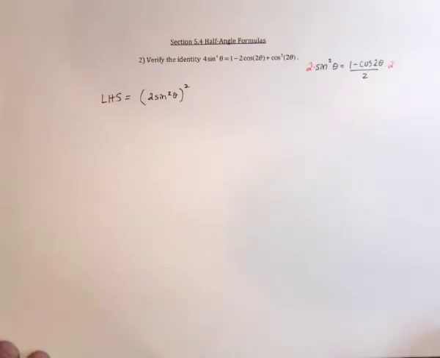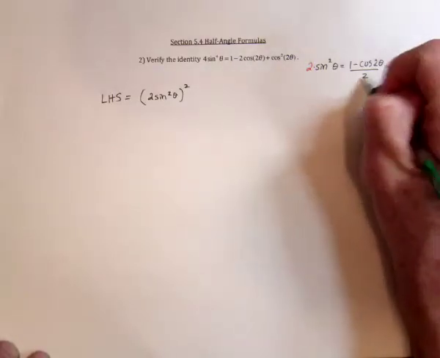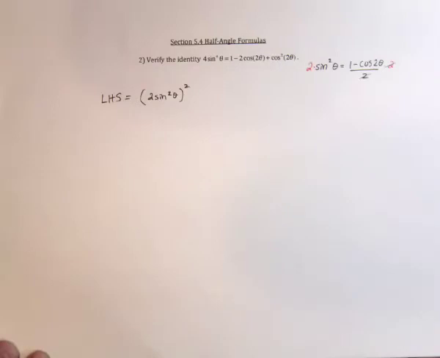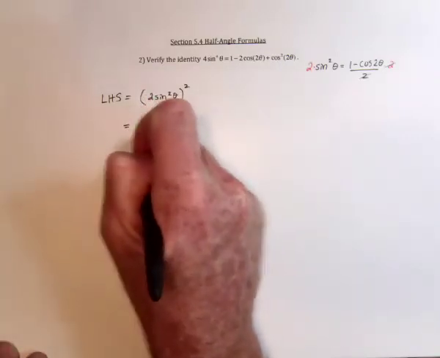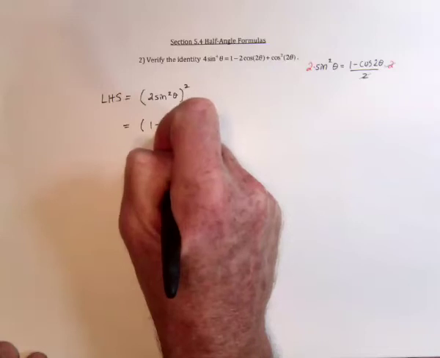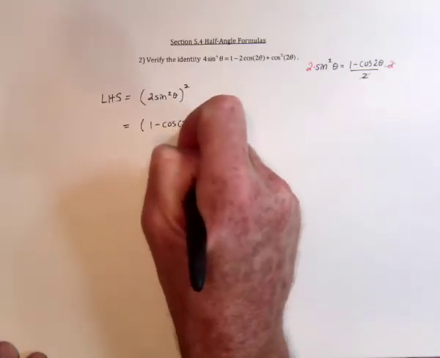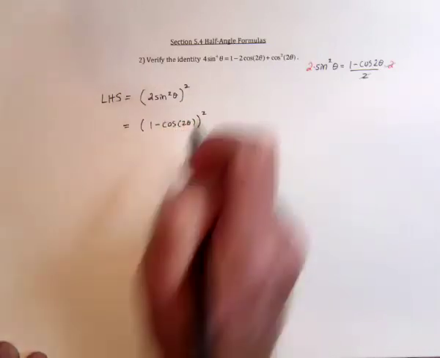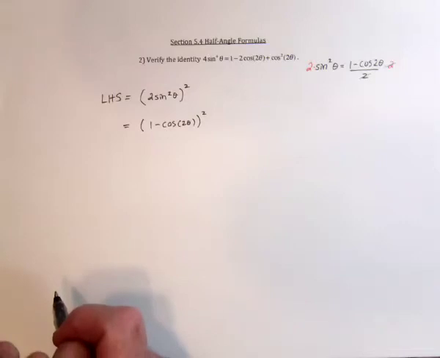Now use this identity, and the 2's here can cancel. So it's a 1 minus cosine of 2 theta, which needs to be squared.